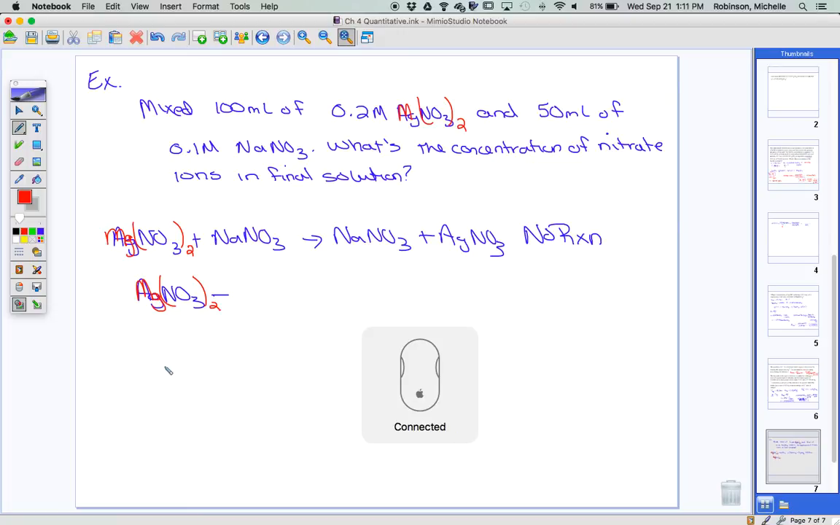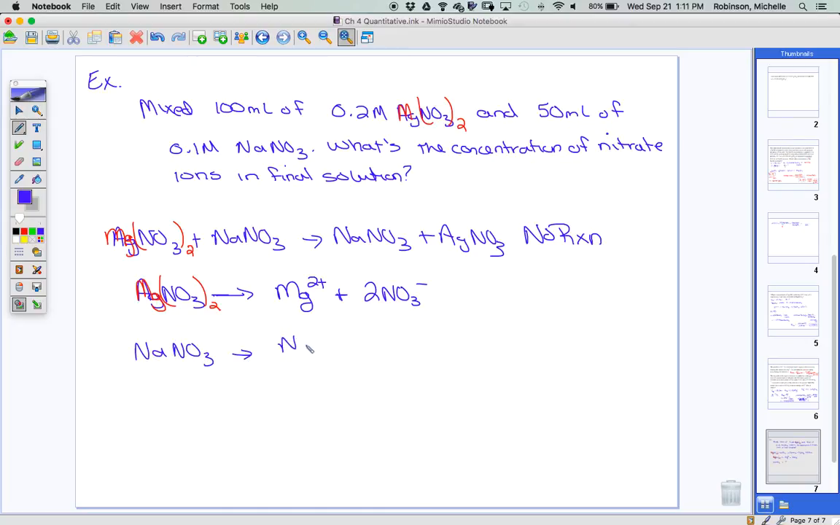dissolves, except my little thing's not working. There it goes. When it dissolves in water, we'll make one Mg plus ion, and it'll make two NO3 minus ions, right? That's how it will exist in solution. It'll dissociate into its ions. And the NaNO3 will split into its ions. And we only get one NO3 from there. You agree with that? Right? They'll both dissociate, so those ions will be running around.